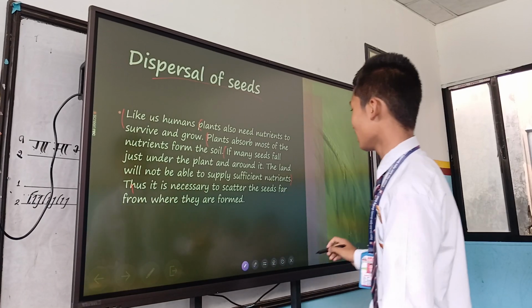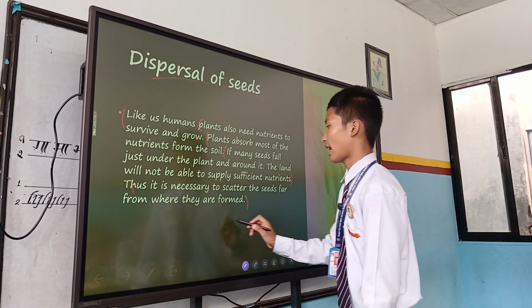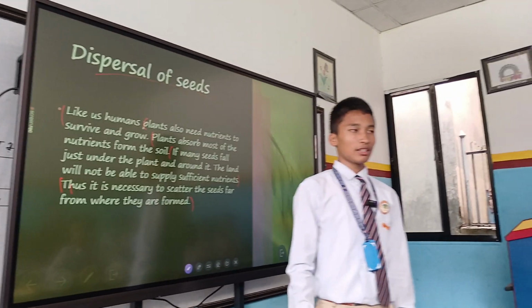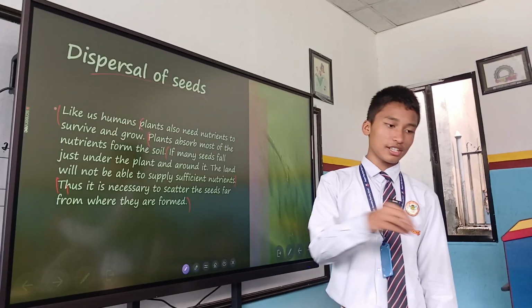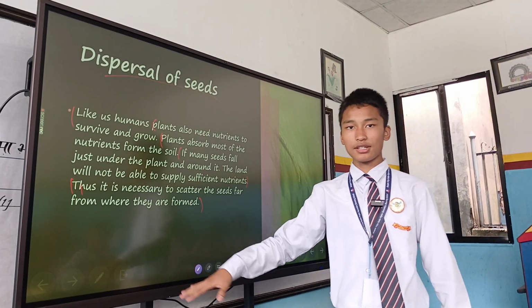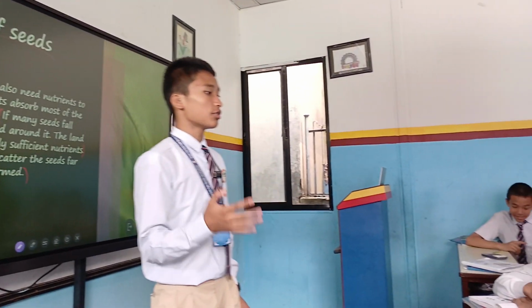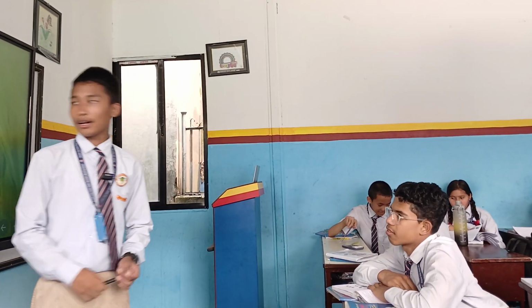Thus, it is necessary to scatter the seeds far from where they are formed. Even farmers know this. When they are growing something, they don't put all the seeds in one place. They scatter the seeds in many areas, so they all get sufficient nutrients to survive and grow.